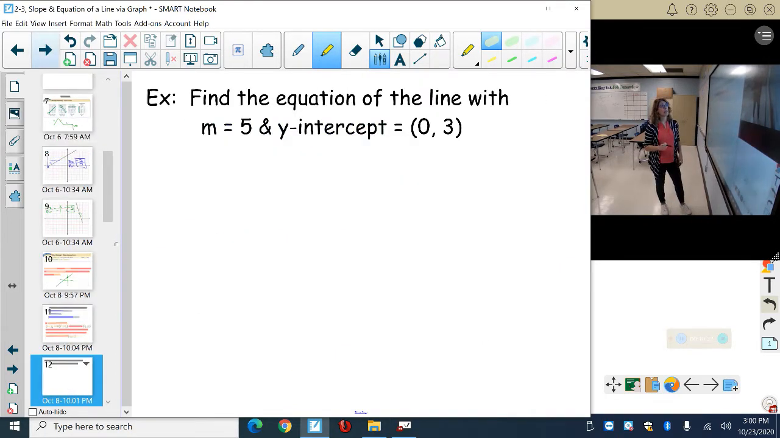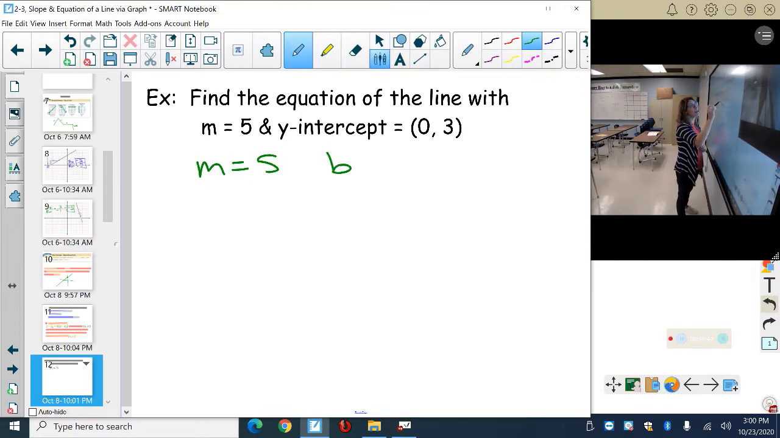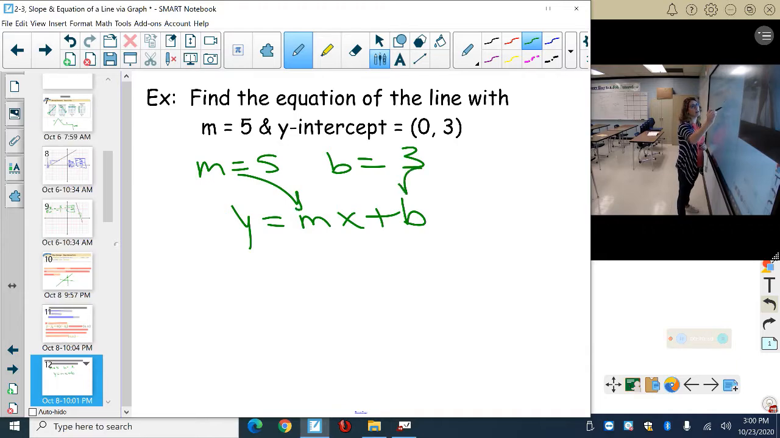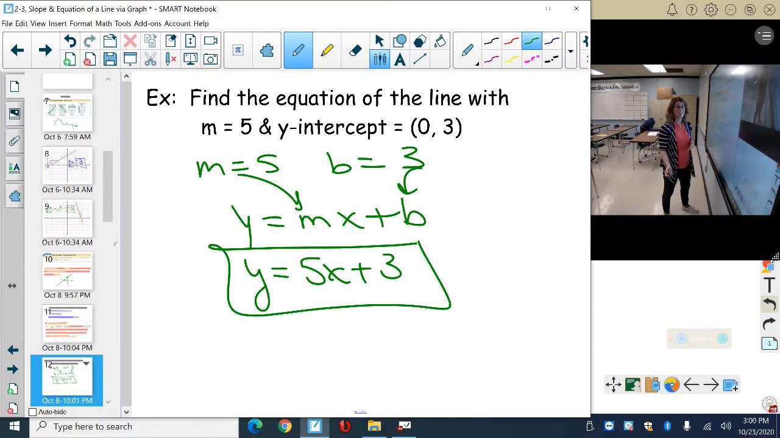Okay, so find the equation of the line with the slope m equals 5 and the y-intercept (0, 3). This means that m is 5, and that means your b is 3. So I can go straight into the formula y equals mx plus b, and I can plug in what I know. Y is equal to 5x plus 3. And you are done with that then. It's as simple as that. And I will be honest, I believe in tonight's homework, that is what it's going to look like.